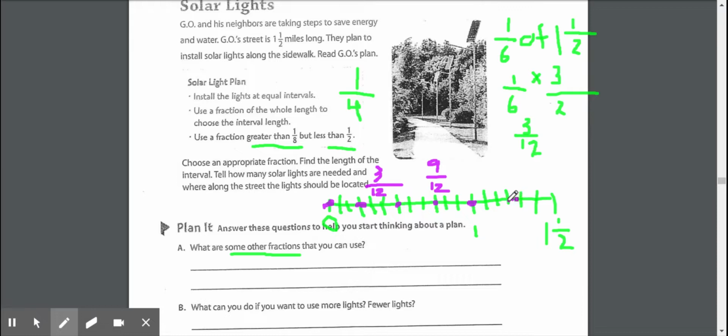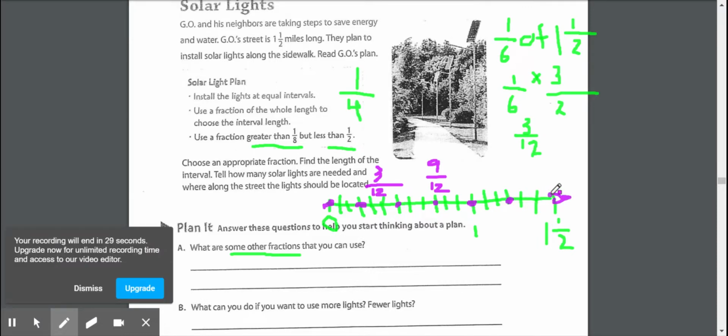This is 1 3/12 and 1.5, or 1 6/12. So I would have 1, 2, 3, 4, 5, 6, 7 spots to use lights. So another fraction I can use is 1/6. And I will actually have 7 lights, which is more lights than we had when Geo used 1/4.